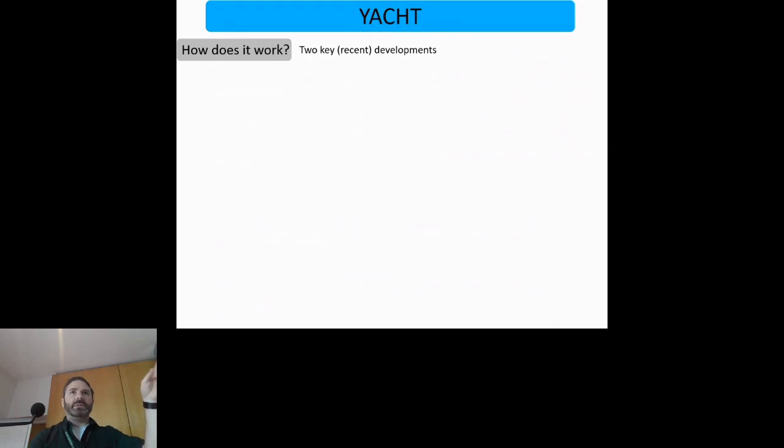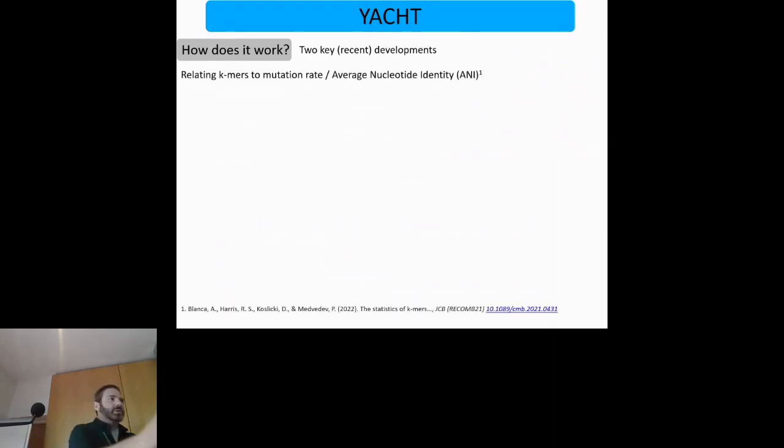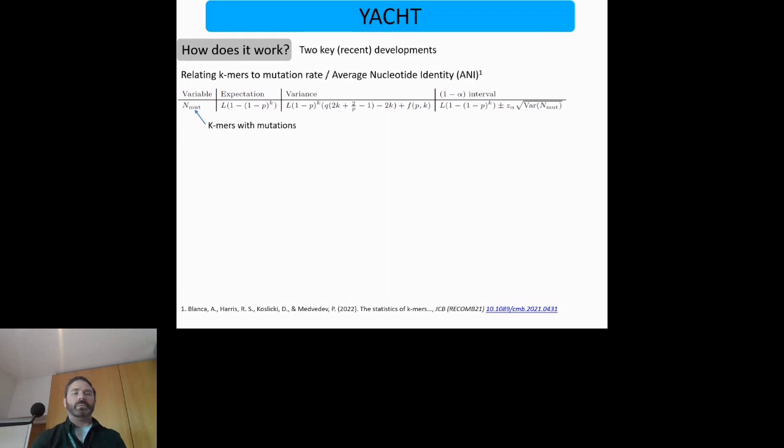Those 2 recent developments are, one, relating k-mers, which, by the way, a k-mer is just a string of length k. You chop up all of your reads into regions of length k. We were able to relate statistics about which k-mers have mutations in them or not to a model of average nucleotide identity. So just recently, along with collaborators, we're able to look at the number of k-mers that have mutations and derive statistics like variance and expectation that relate this to the actual ANI relatedness between the 2 different genomes.